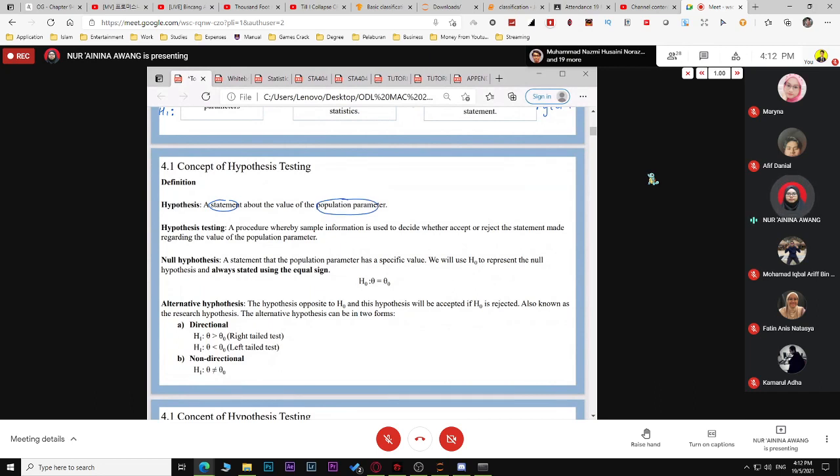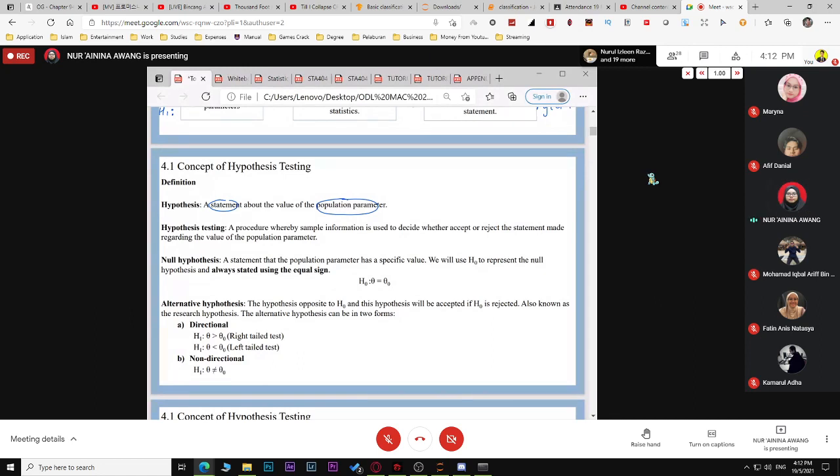So it must be a population parameter, cannot be a sample statistic. Okay, and then hypothesis testing is a procedure whereby sample information is used to decide whether to accept or reject the statement made regarding the value of the population parameter.